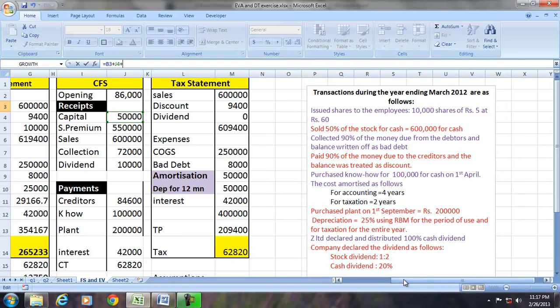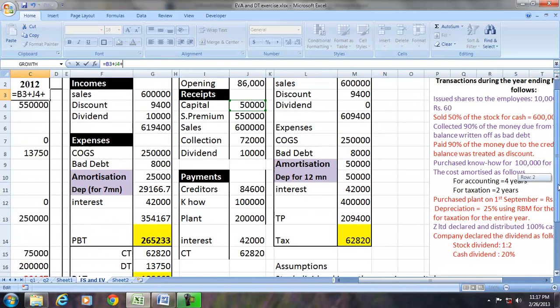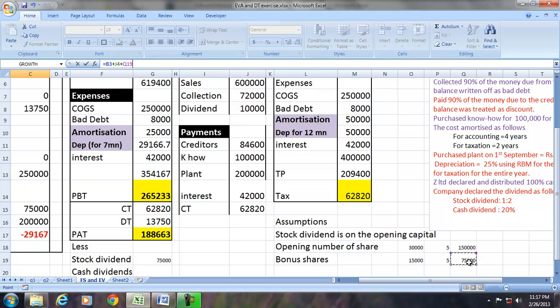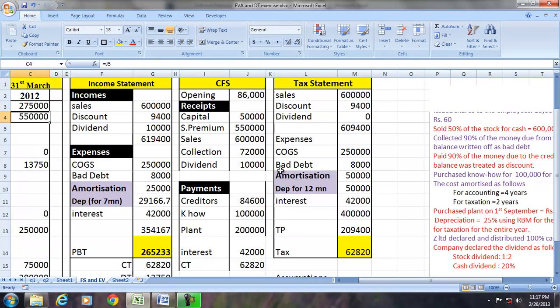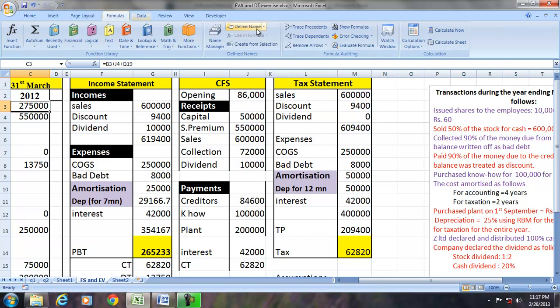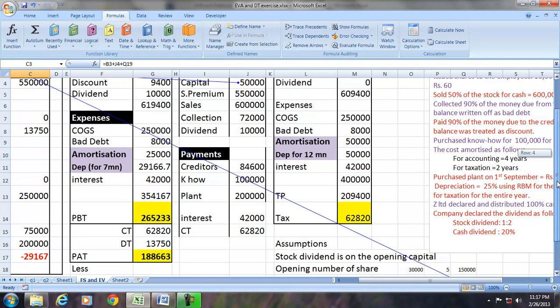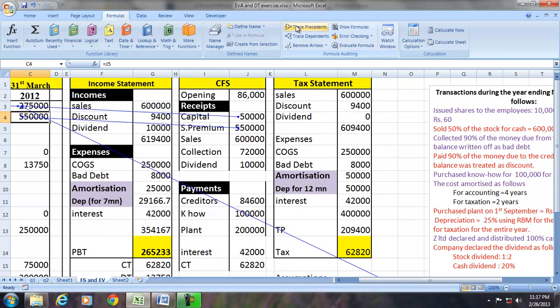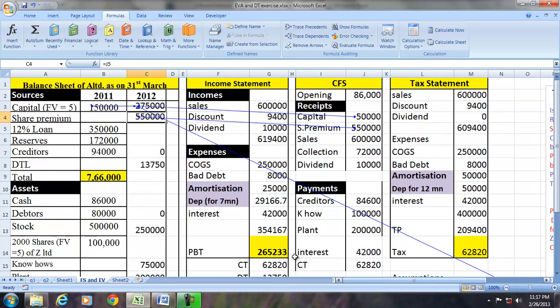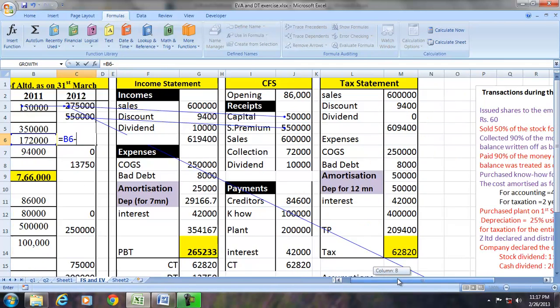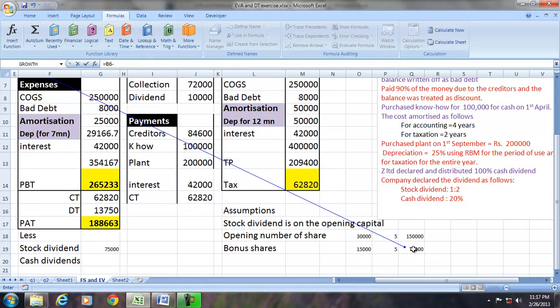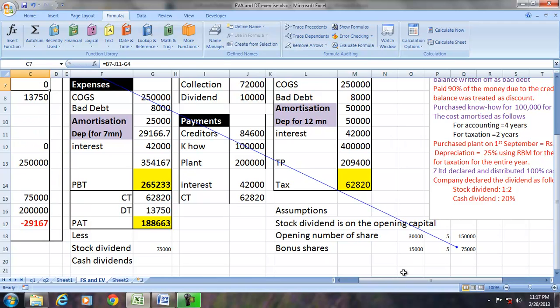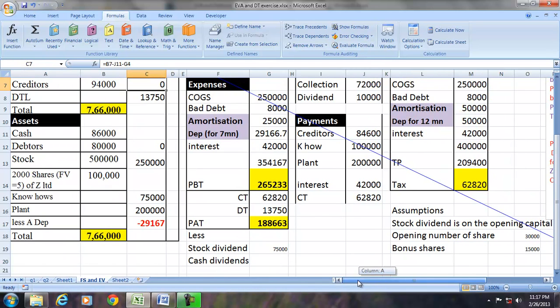So let us recap. If a company declares bonus shares, the capital will increase, and to that extent the reserves will go down. And in this case the reserves will go down to the extent of the bonus issue.